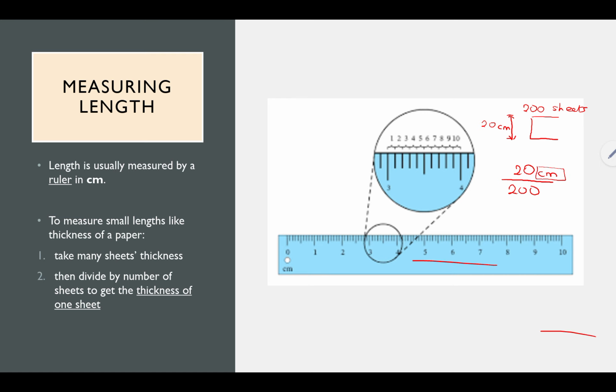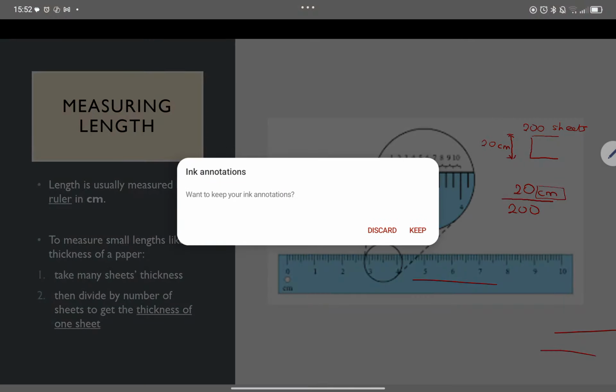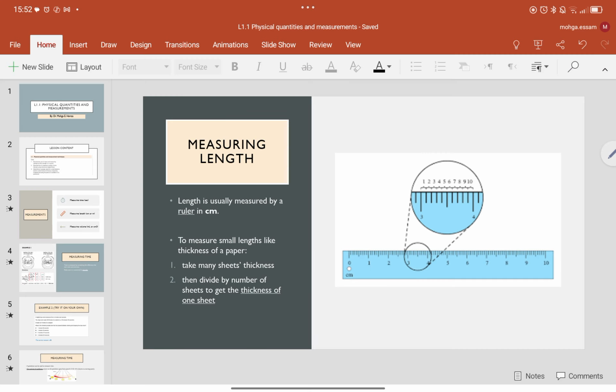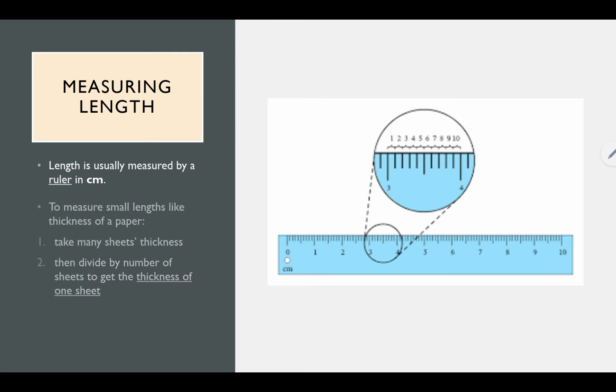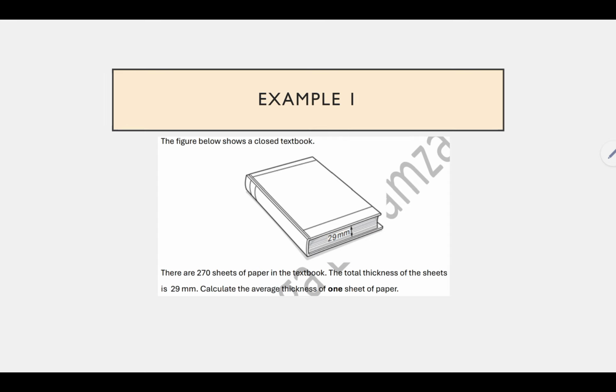Let's take an example. Here we go. The figure below shows a closed textbook. There are 270 sheets of paper in the textbook. When you're reading a question, always mark the numbers and the values because it will make it easier for you to put it in your equation. The total thickness of the sheets is 29 millimeters. Calculate the average thickness of one sheet of paper.